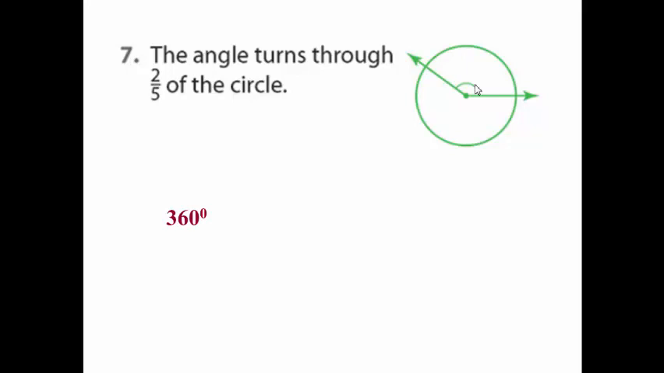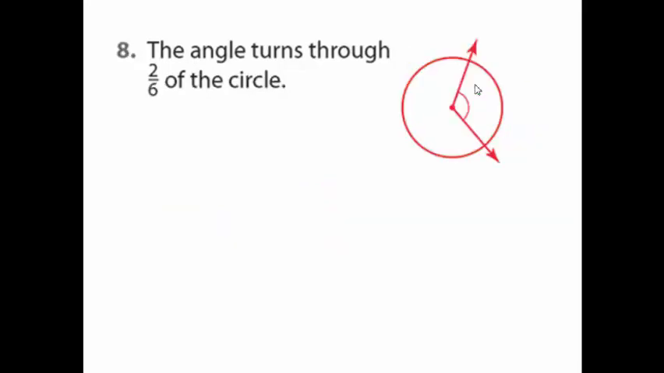Here this question, I'll give you some time: the angle turned through 2 to 5 of the circle. You know that the circle is 360 degrees. Here multiply, so put the denominator down and the numerator up. Then it will be 144 degrees.